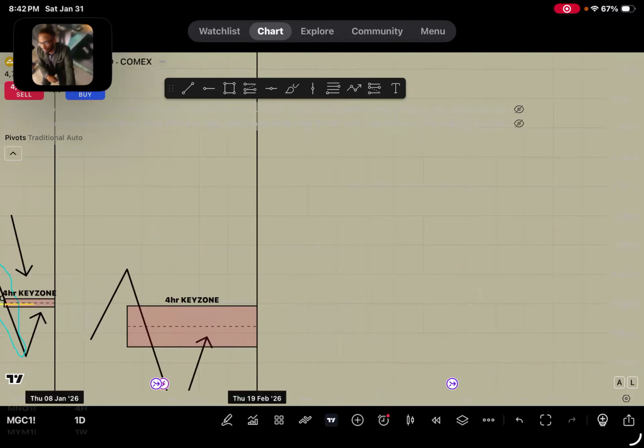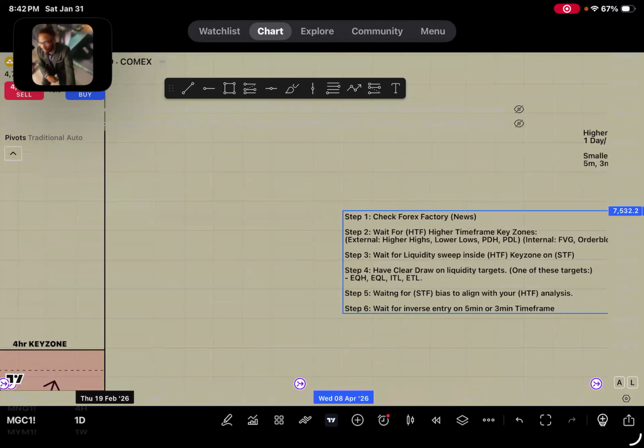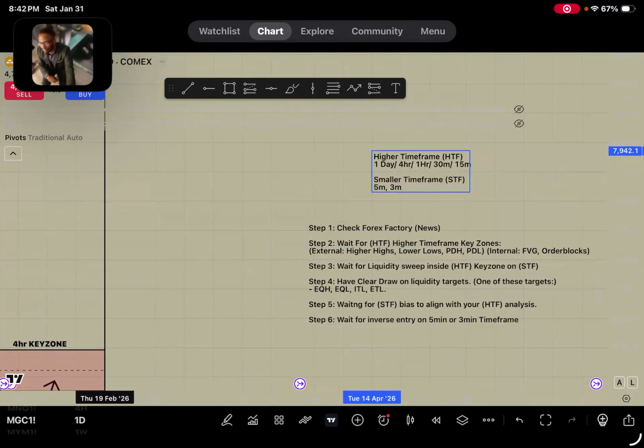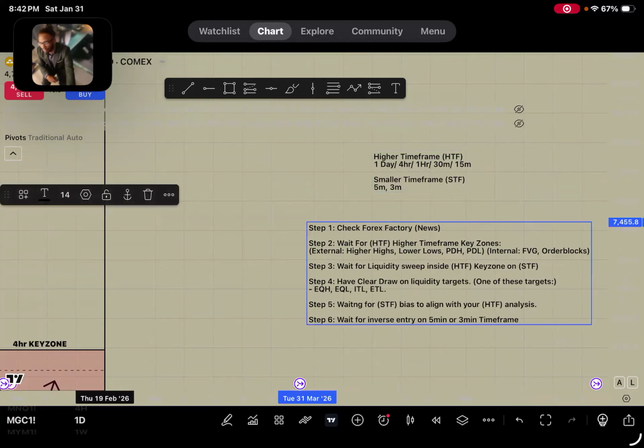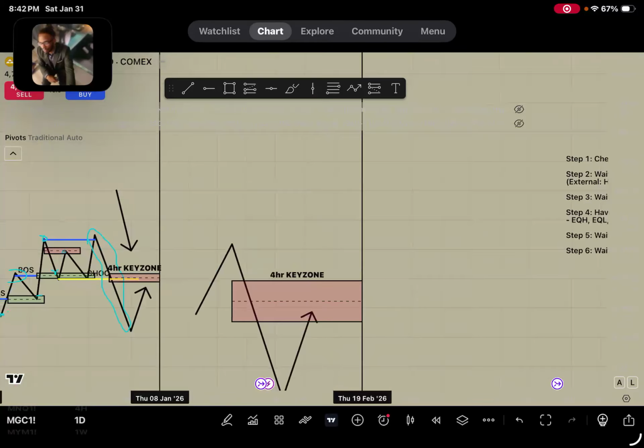So up here, you see right here, step 2. I was just going over terminology. Just making sure, because I see something so different. Yeah, you got it. So to help, let's say 4-hour key zone, aka 4-hour fair value gap.